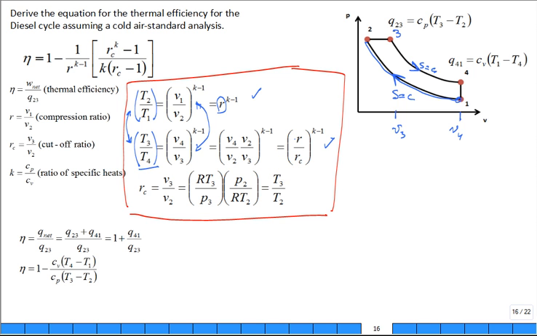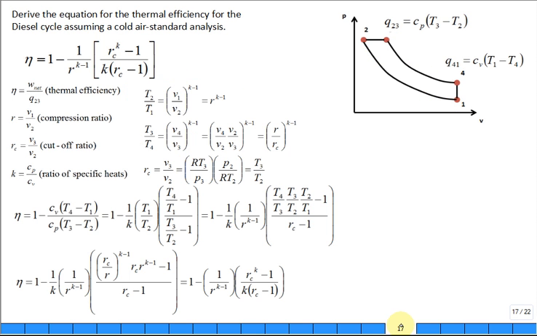Also, the cutoff ratio is V3 over V2. I replace V3 by here, I replace V2 by there. What did I just use? The ideal gas equation. Hence, T3 over T2 is the cutoff ratio. So what I can do is use those relationships, do this on the side, get those relationships for the ratios of temperature, and now finish out the algebra.